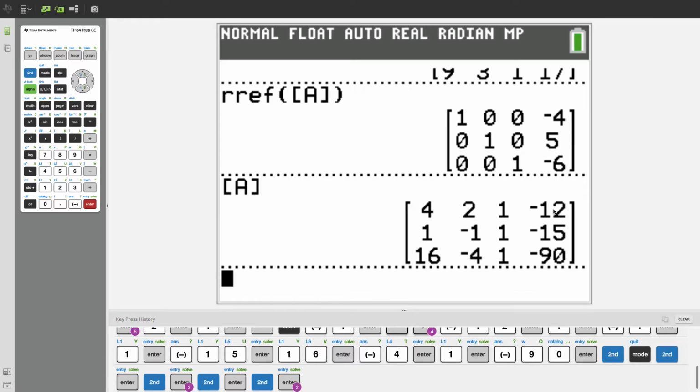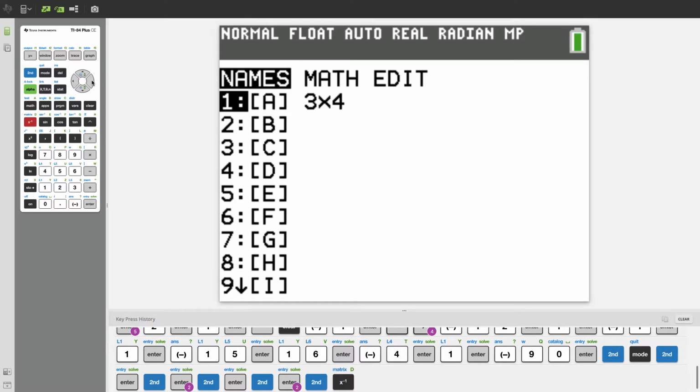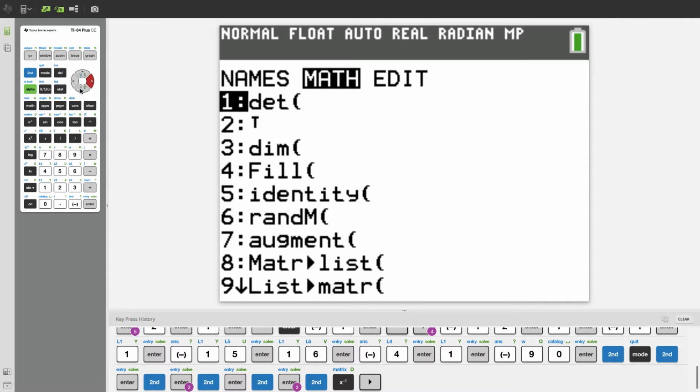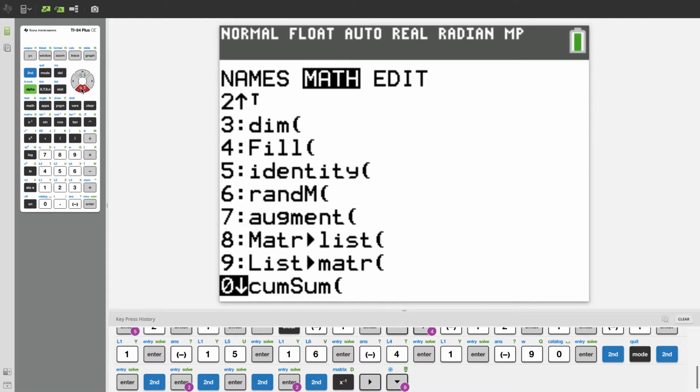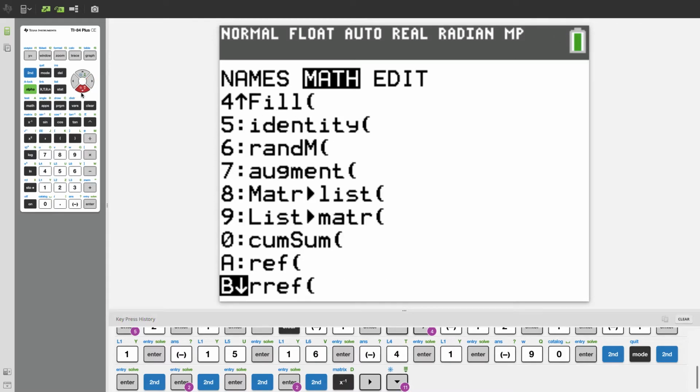I'll go 7 times 8. Check, but what? 7 times 8. No. Okay, then do it again. Okay, so hit second matrix, over to math, arrow down till you see RREF, and hit enter. Okay, I got it.